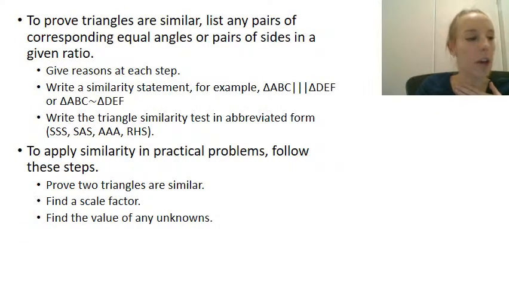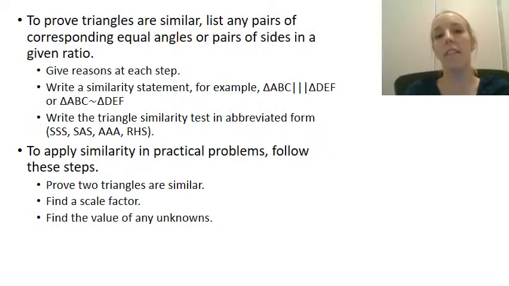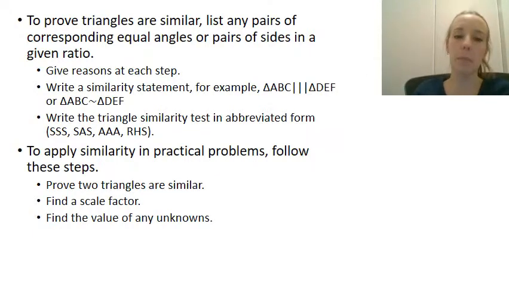Okay, so to prove that triangles are similar, list any pairs of corresponding equal angles or pairs of sides in a given ratio. Give reasons at each step. If you're saying these two are equal or these two are the same, you have to tell me why. So give the reasons, just like I did before, saying they share that angle, that's a reason why. Then you can write your similarity statement, for instance triangle ABC is similar to triangle DEF, or you can use a different symbol. And then you write this triangle similarity test in the abbreviated form. So which test did you use to prove that they were similar triangles?